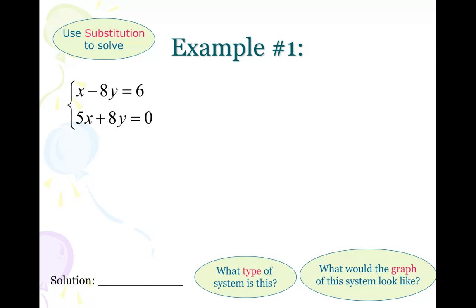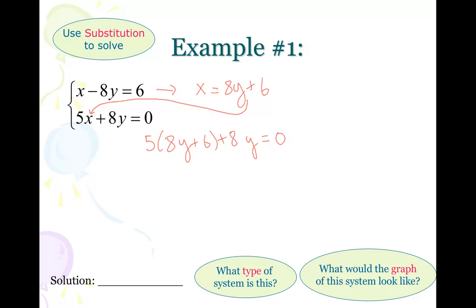So this means that I'm going to want to solve for one of the variables and then plug in. So I'm going to solve for x, right? X equals 8y plus 6. And then I'm going to take that and substitute that in right here. So that will give me 5 times 8y plus 6 plus 8y equals 0. Right? And now I've got one variable. Let me go ahead and distribute: 40y plus 30 plus 8y equals 0. 48y.